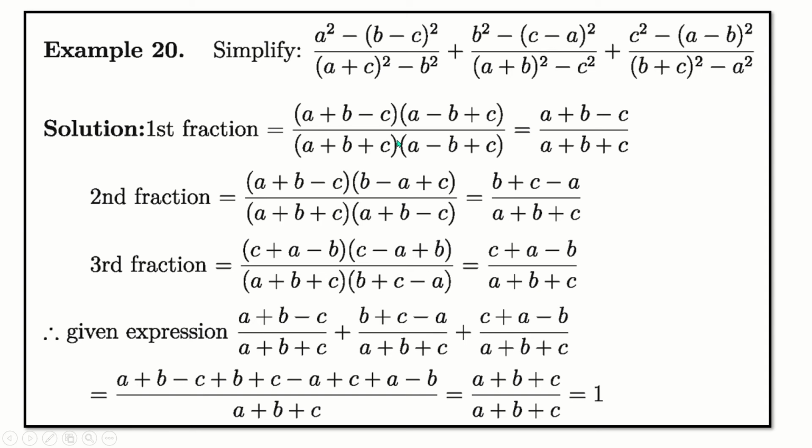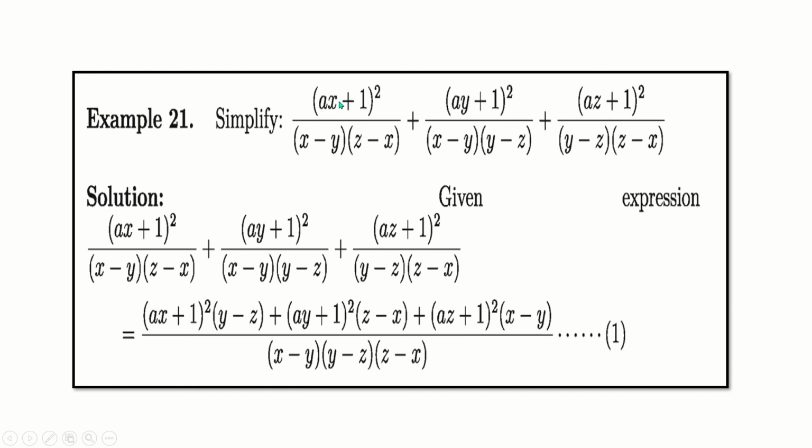And for the second expression we will get (b plus c minus a) by (a plus b plus c). And for the third expression we will get (c plus a minus b) by (a plus b plus c). Therefore the given expression equals these. Now adding, we will get (a plus b plus c) by (a plus b plus c), which equals 1. Clear, everyone? Now follow next.